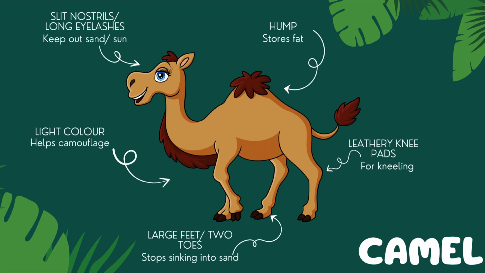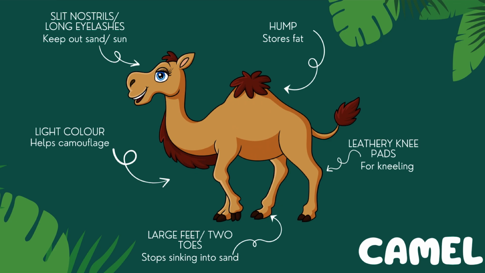So here are some ideas of things that you could have spoken about. These are all special features of camels that help them to survive in the desert. Firstly, they have nostrils that are thin slits rather than holes like ours, and they have really long eyelashes. These things help them keep sand out of their eyes and nose, and having those long eyelashes also helps them keep the sun out of their eyes. You'll also notice that camels are very light in colour, just like the sand in the desert, to help them camouflage into their background.